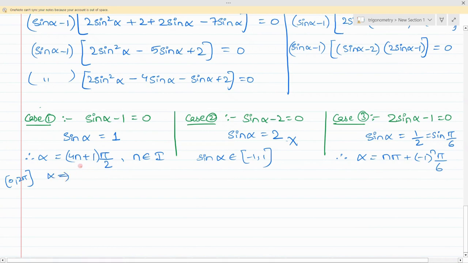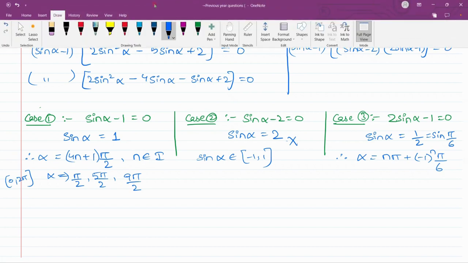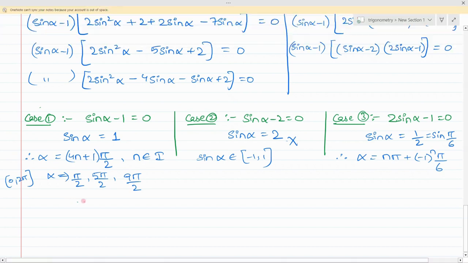So if we keep n as 0, it becomes pi by 2. If n is 1, it becomes 5 pi by 2. If n is 2, it becomes 9 pi by 2. But here only pi by 2 and 5 pi by 2 will be in the range. This exceeds the given range. And this is not at all possible.